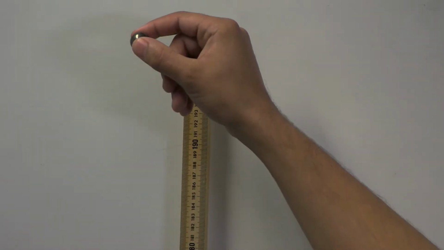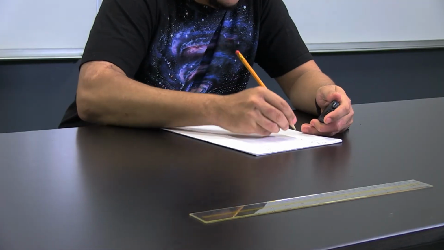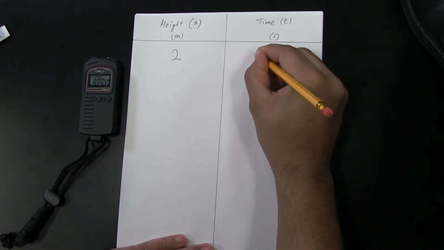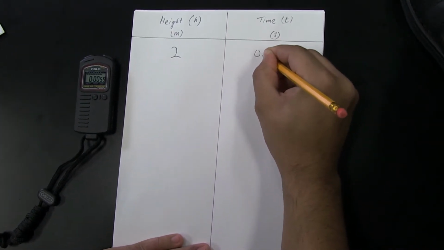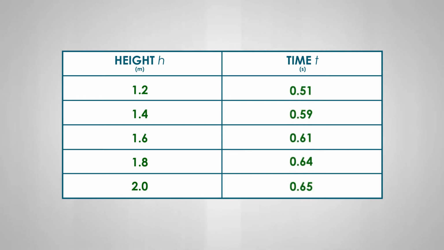For example, if we drop an object and measure the time it takes to hit the floor, the height of the fall is the independent variable, since we are choosing it prior to the experiment. The time of the fall is the dependent variable, since it depends on what height the object is falling from. While performing the experiment several times and dropping the object from different heights, you should record data in the table as shown on the screen.